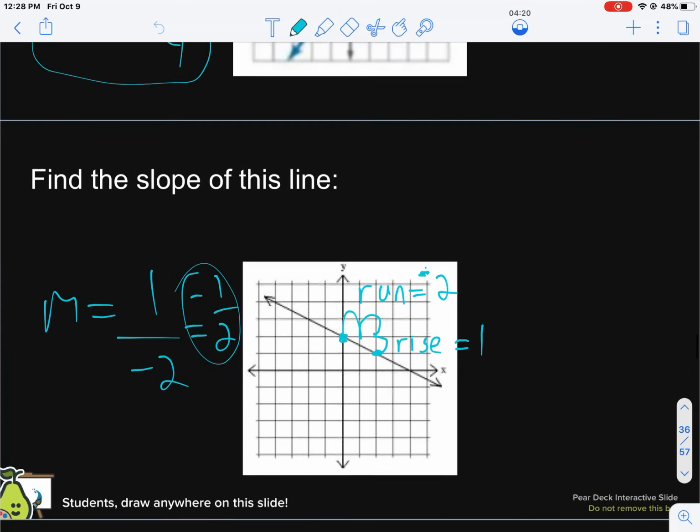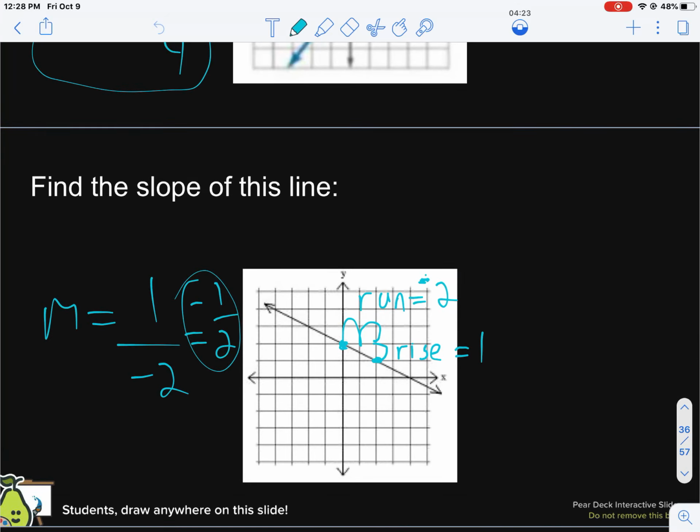Now, for the one down the bottom here, we have a line with a negative slope. The rise is 1, the run's negative 2. We went up 1 and to the left negative 2. So the slope is negative 1/2. This line goes down and to the right. So we know it's going to have a negative slope.